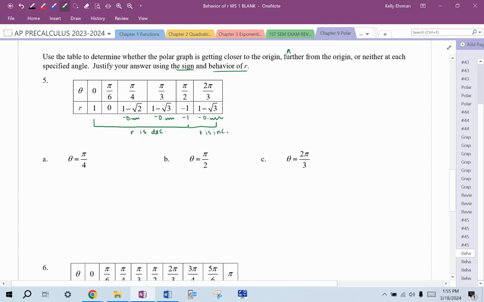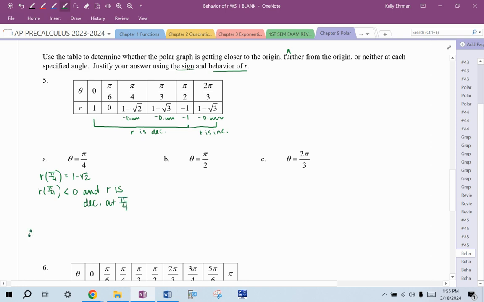So what's happening at pi over 4? So r of pi over 4, I'm doing the same thing I did in that last problem. Report the value. It's 1 minus radical 2. Report what that means about the sign of r. r of pi over 4 then is negative, so less than 0. And what is r doing at pi over 4? This is in the decreasing section. So r is decreasing at pi over 4.